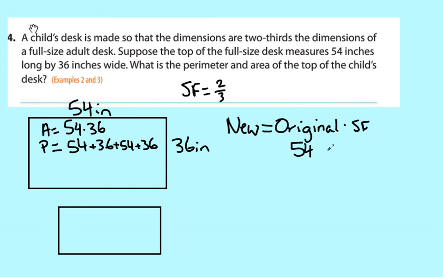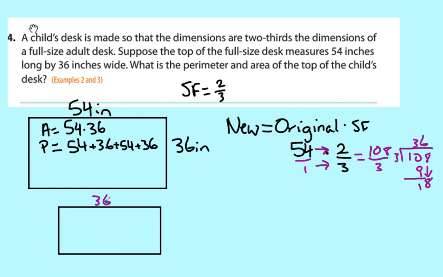So 54 times 2/3. And then let's see, we actually work this out. 54 times 2, that's 108 over 3, because we just go straight across, right? 108 divided by 3 is some number. That's 36. So guess what? 2/3 of 54 is 36. Hey, 36 is right here.